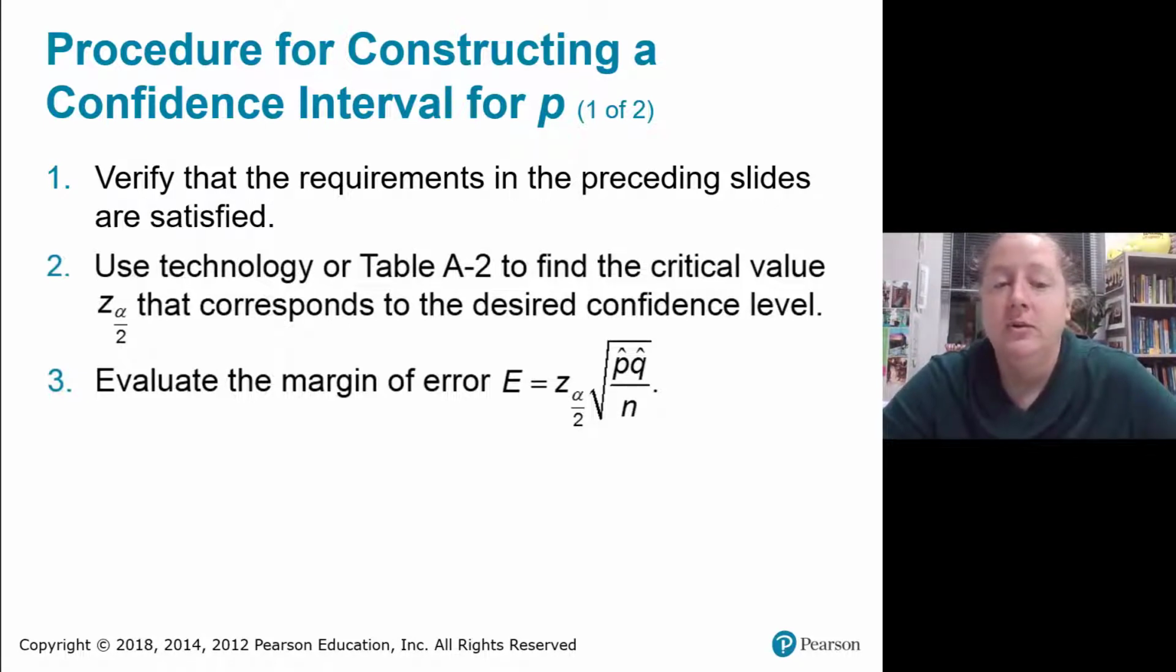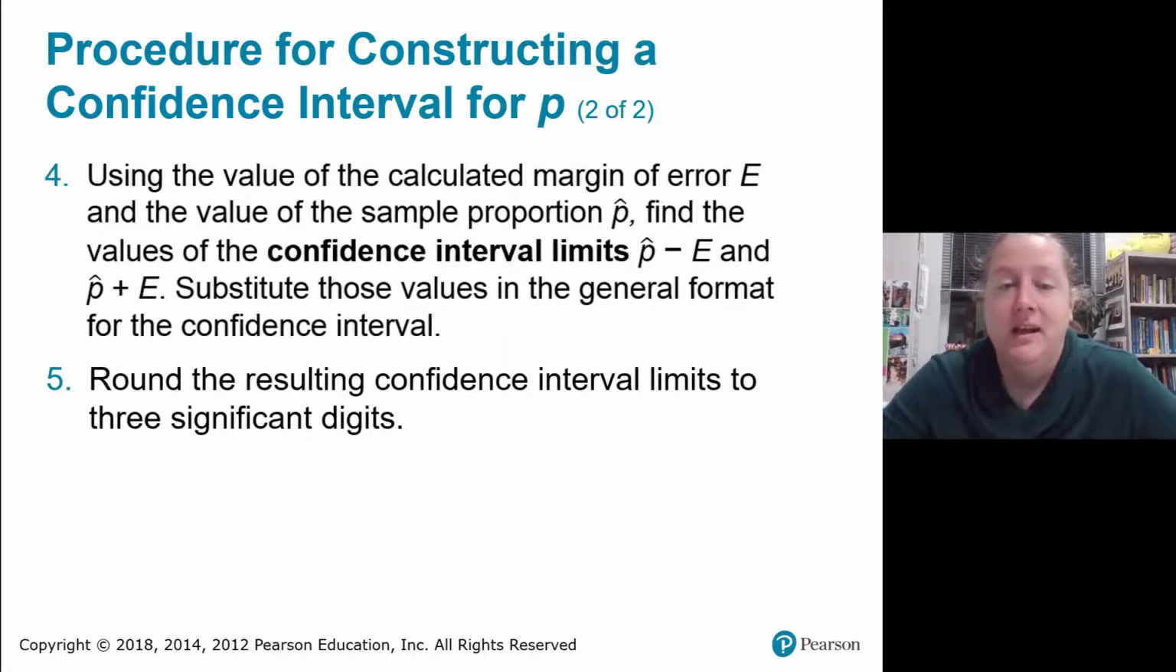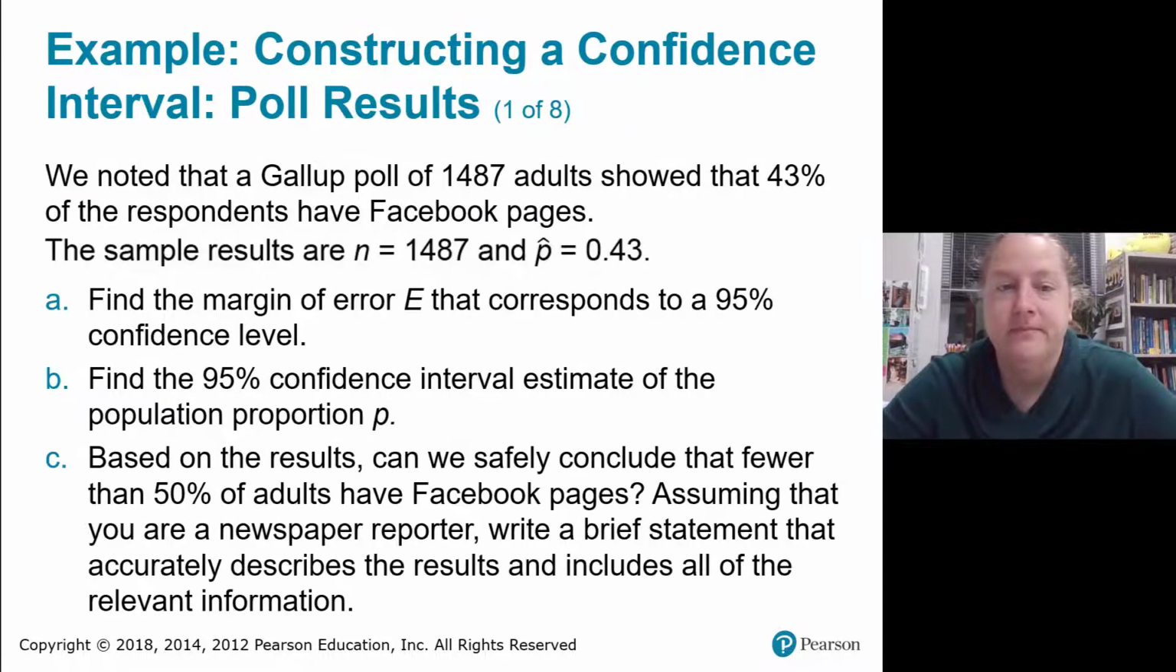And then we'll evaluate the margin of error. After we've done that, we'll use the value of the calculated margin of error and the value of the sample proportion to find the confidence interval limits. And finally, we will round the resulting confidence interval limits to 3 significant digits. So let's take a look at an example of this.